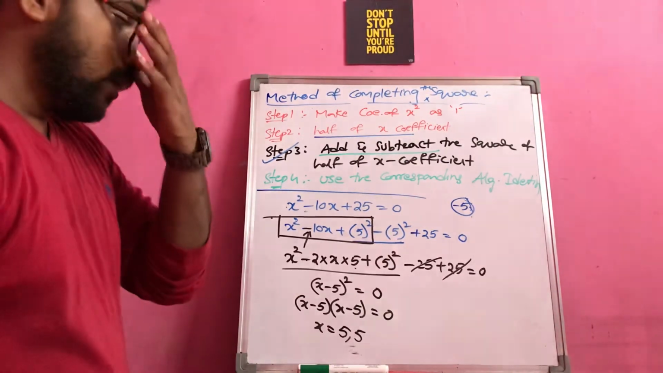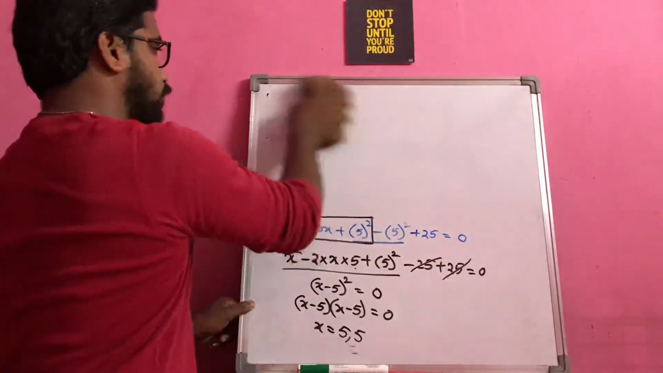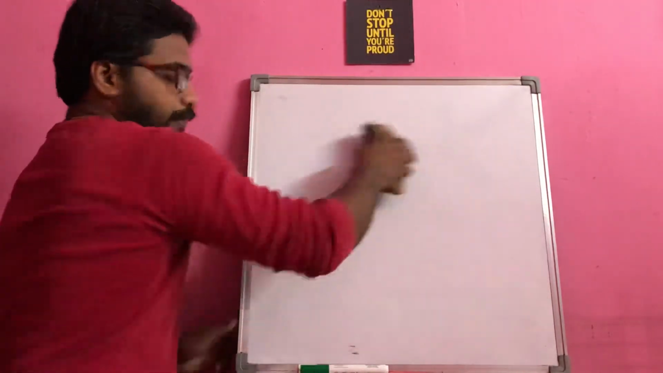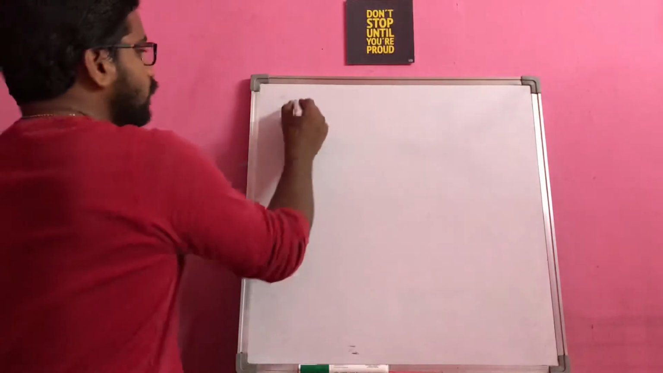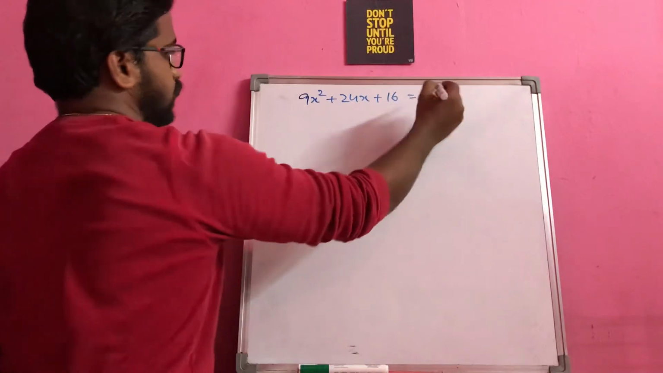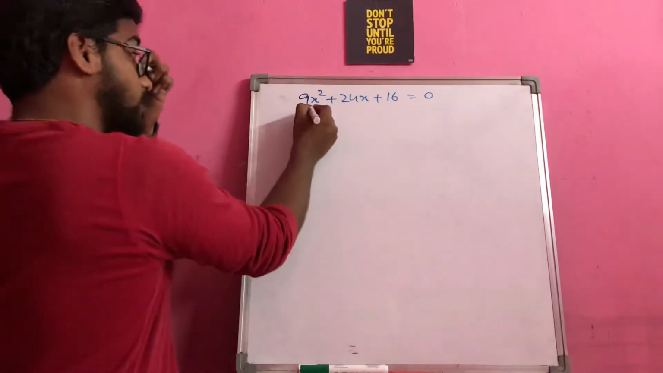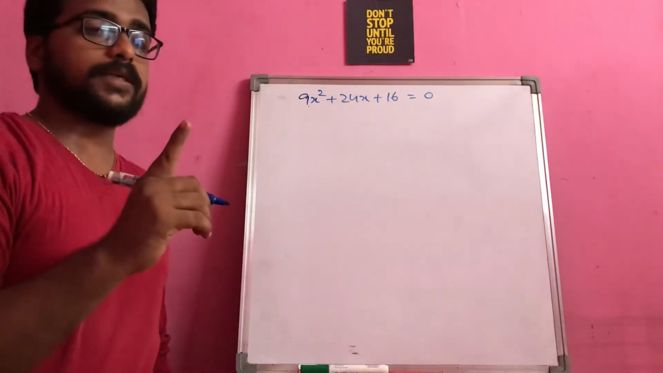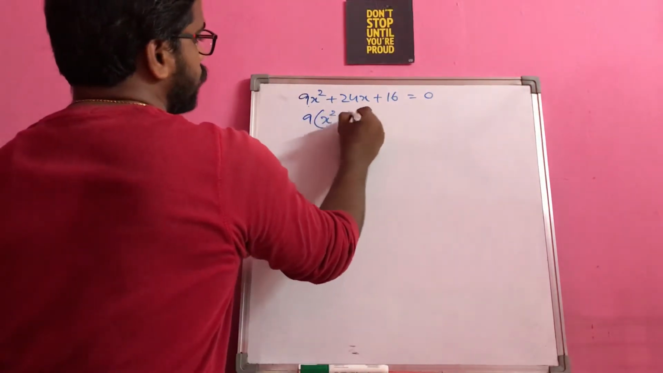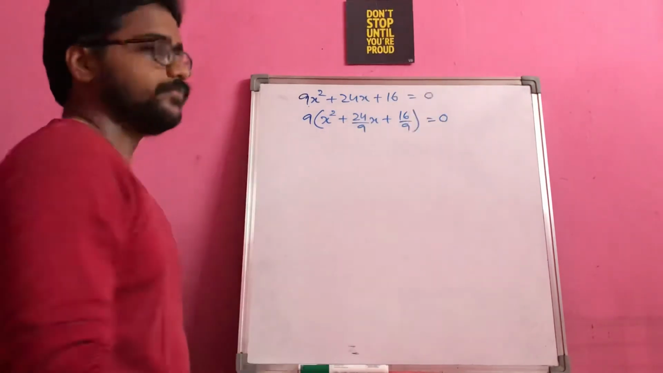Right? Now, let me take you through another question where you don't have the x² coefficient as 1 and you have to make the x² coefficient 1. Let us see, for example, if I give you an equation like this, 9x² + 24x + 16 = 0. Observe here, the x² coefficient is 9. So our first step is, we have to make the x² coefficient 1. So take 9 as common: 9(x² + 24/9 x + 16/9) = 0.